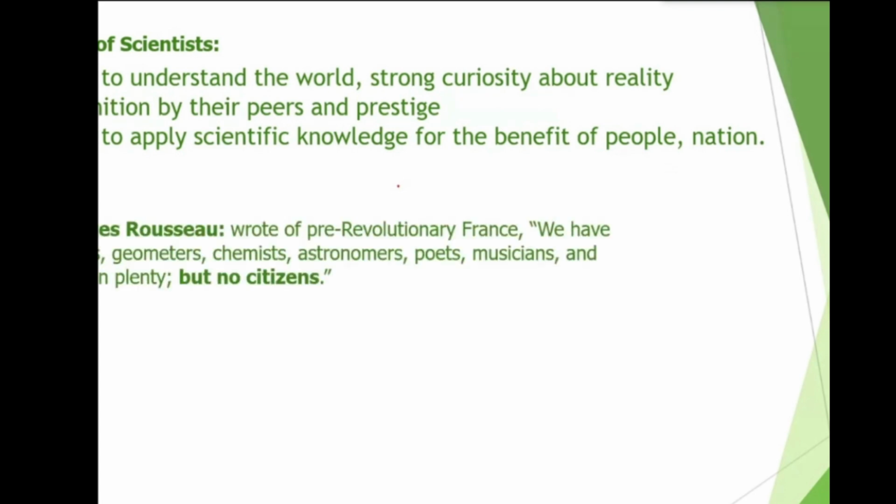And people like Einstein, Rousseau came up with the fact that we have physicists, we have geometers, we have chemists, we have astronomers, poets, musicians, and painters in plenty, but no citizens. So this is a very strong argument, and you can see why this is being told, and this has been repeated in history by various people.